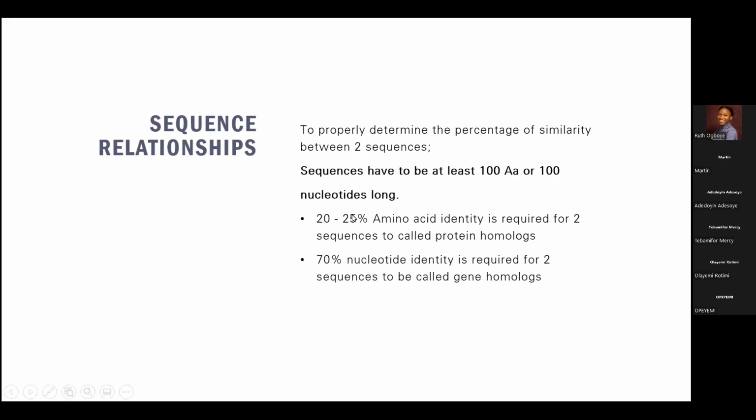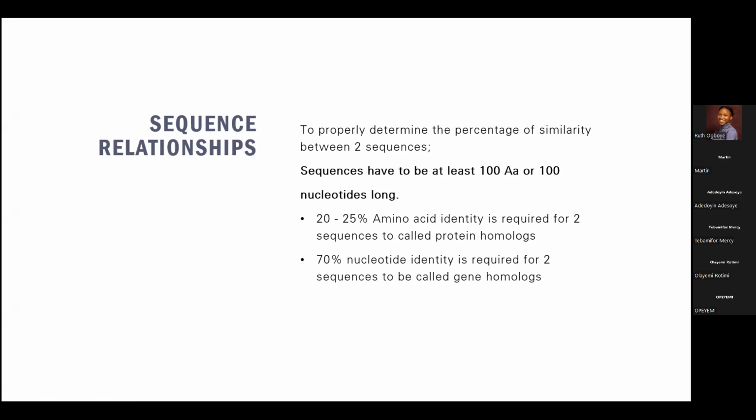20% to 25% in amino acid identity is required for two sequences to be known as protein homologs. So before you refer to two sequences as protein homologs, they must have 20 to 25% identity, similarity between them. While for nucleotides, there is a higher threshold. You must have 70% nucleotide identity as gene homologs.